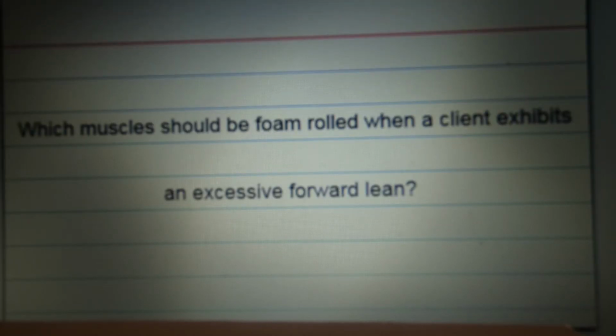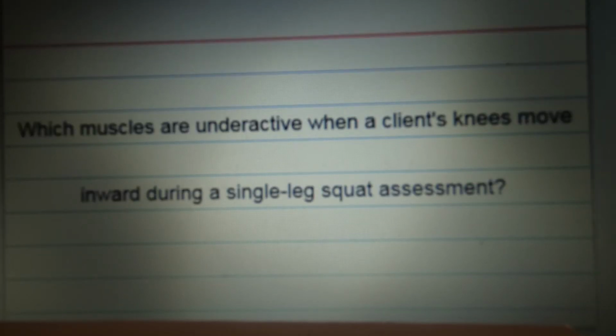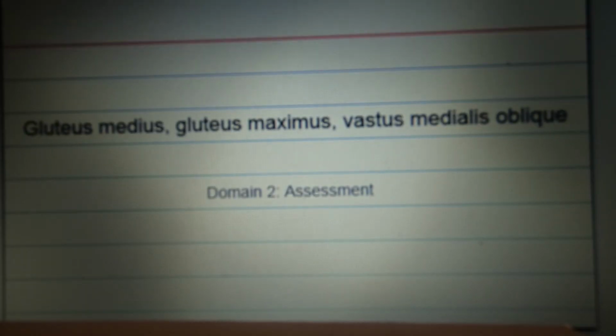Which muscles should be foam rolled when a client exhibits an excessive forward lean? Hip flexor complex, gastrocnemius, and soleus. Which muscles are underactive when a client's knees move inward during a single leg squat assessment? Gluteus medius, gluteus maximus, vastus medialis oblique.